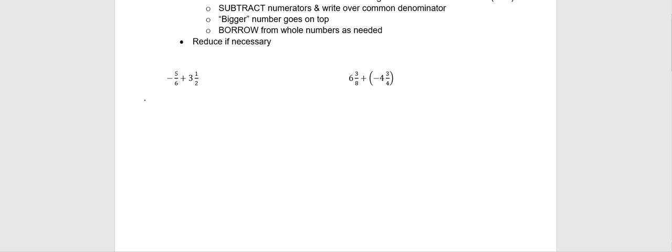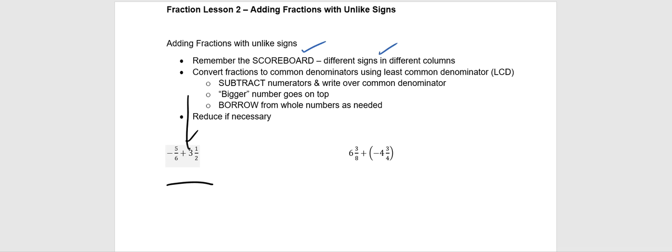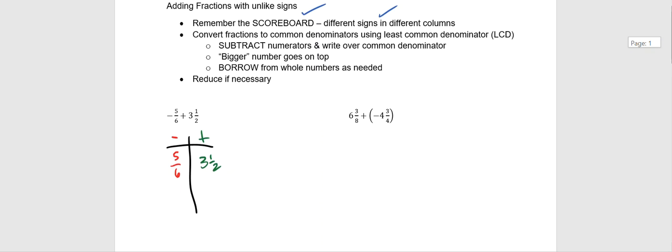So first things first, I have this problem, negative 5/6 plus 3 1/2. It's already an addition problem. I do have numbers of different signs, so set up our scoreboard, and we will go ahead and put our negative fraction on the left side, 5/6. We'll put our positive fraction on the right side, 3 1/2. And we know we will be subtracting those numbers because they're on opposite sides of the scoreboard.